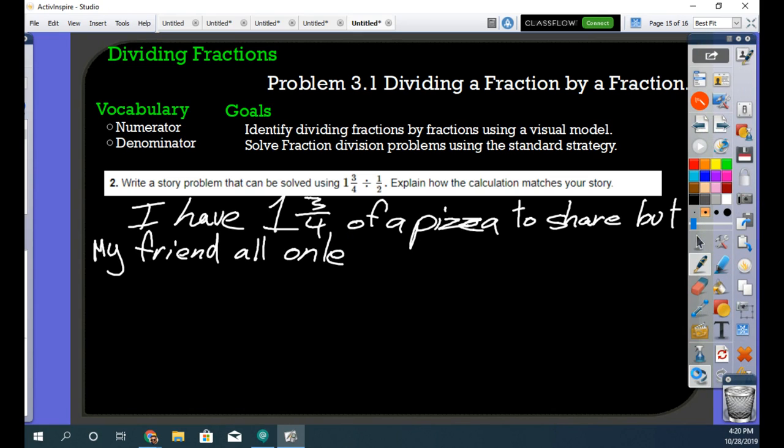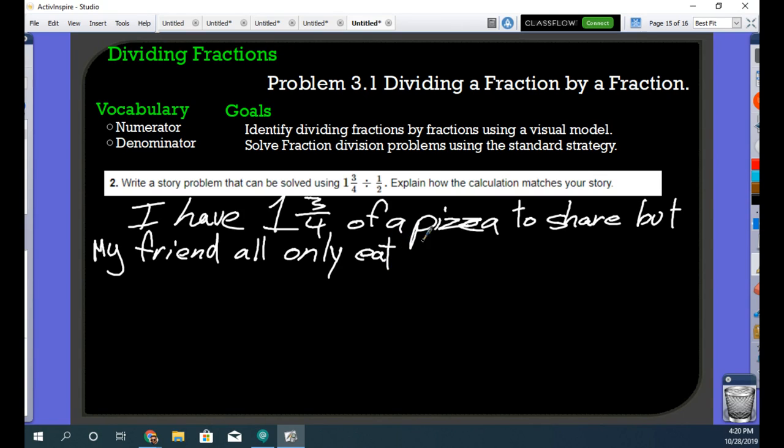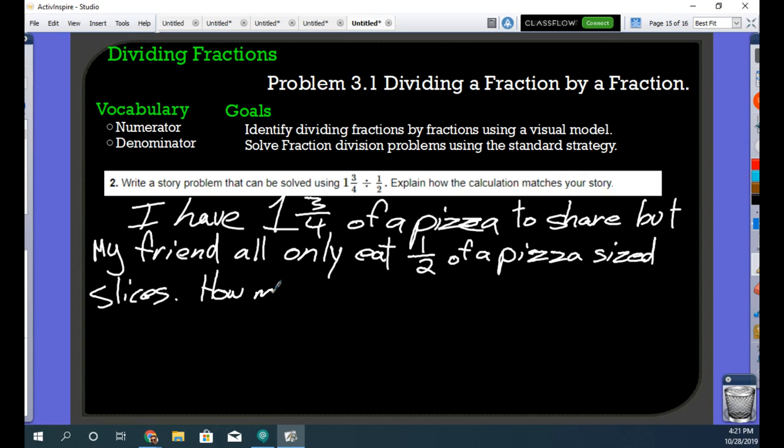Oh, that's awesome. I already started on eat. Only eat 1/2 of a pizza size slices. How many friends can I feed? So there's my story problem.